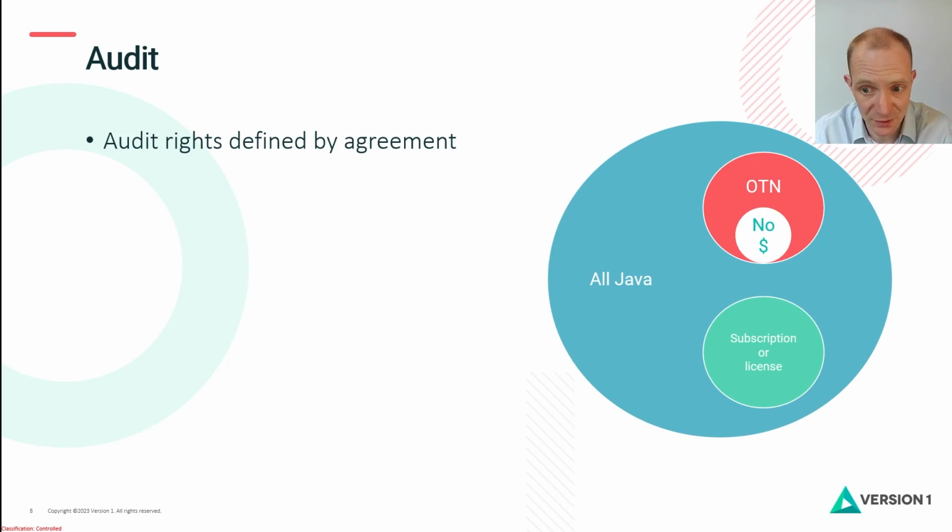So that particular subset of the Java estate you may have does have audit rights in place for it. So does a subscription or license agreement you might have. The rest of the estate doesn't really have proper audit rights for Oracle to come in and audit. So really, they only have rights to come and audit the particular subsets that I've highlighted there.